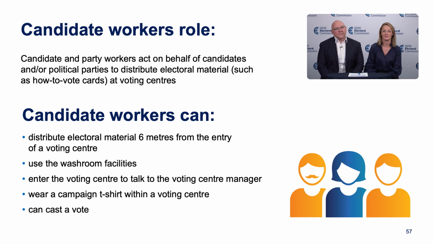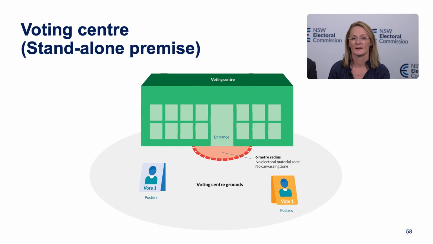Candidate workers can distribute electoral material 6 metres from the entry of a voting centre. They may use the washroom facilities, enter a voting centre to talk to the voting centre manager, wear a campaign t-shirt within a voting centre, and they can cast a vote in an early voting centre or on election day in a voting centre. Now you can see here a sample or a picture of a voting centre.